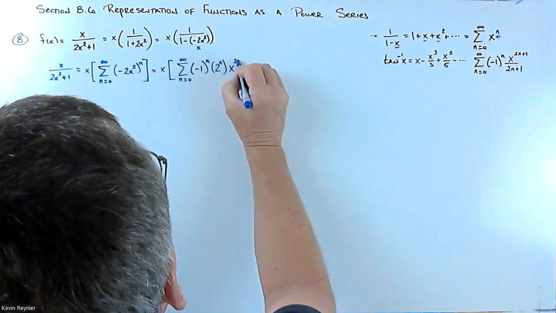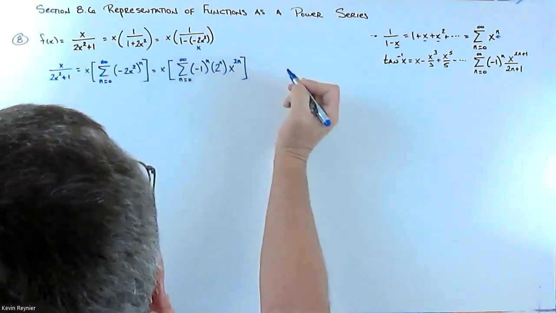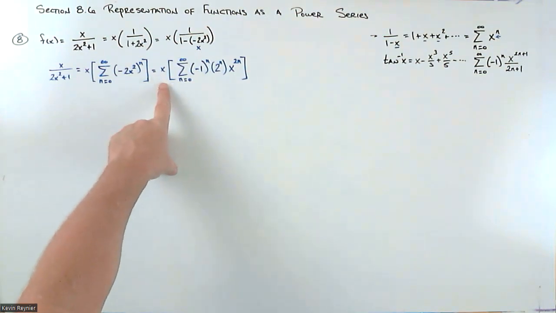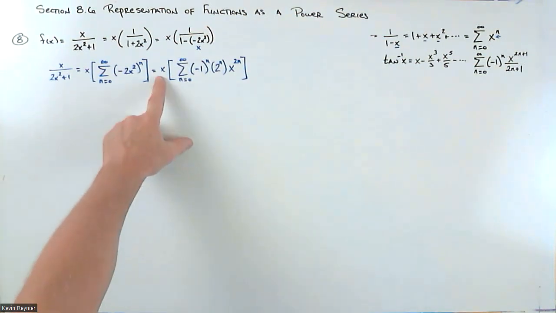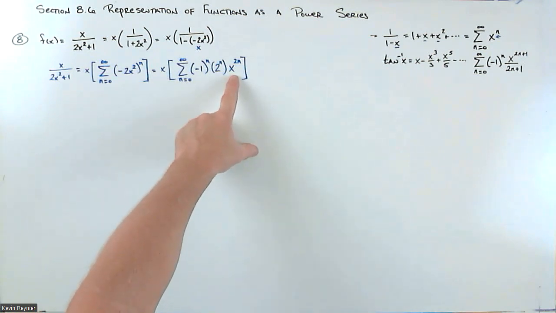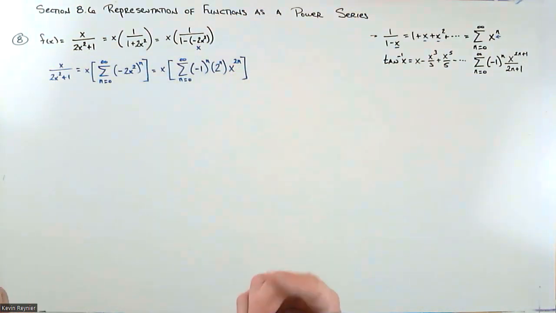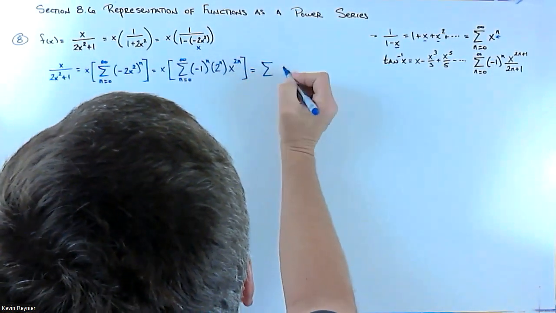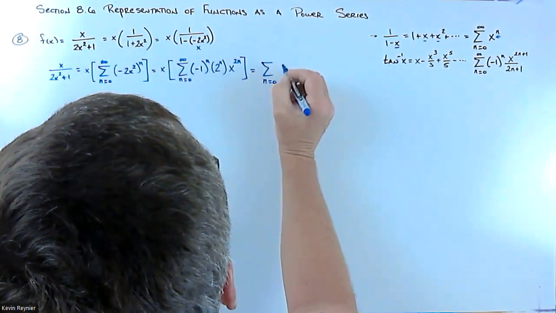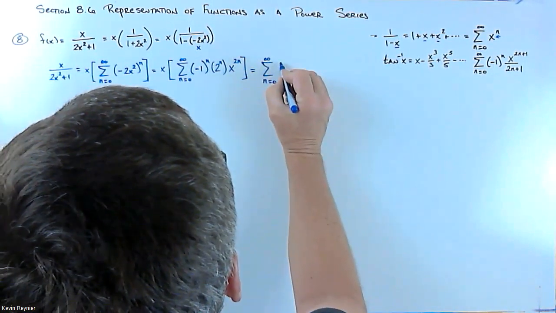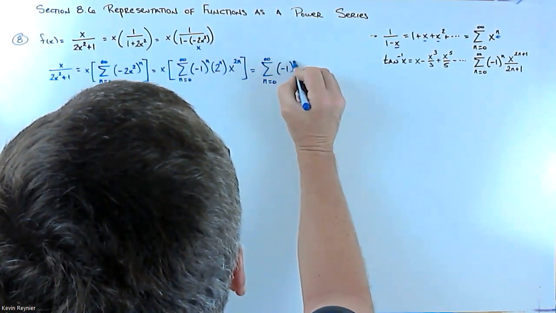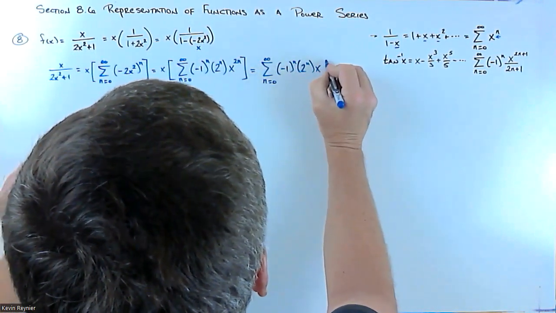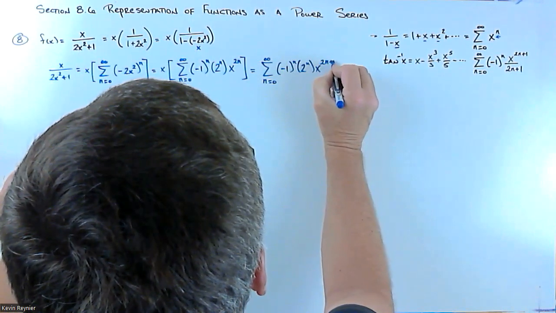That's going to be x to the 2n using our rules of exponents. But don't forget, we have an x to the first out here that we're going to multiply in here. So when we take this x to the first times this x to the 2n, we're going to have one more x. So our final solution then is going to look like this. The sum from n equals 0 to infinity of (-1) to the n, 2 to the n, x to the 2n plus 1.